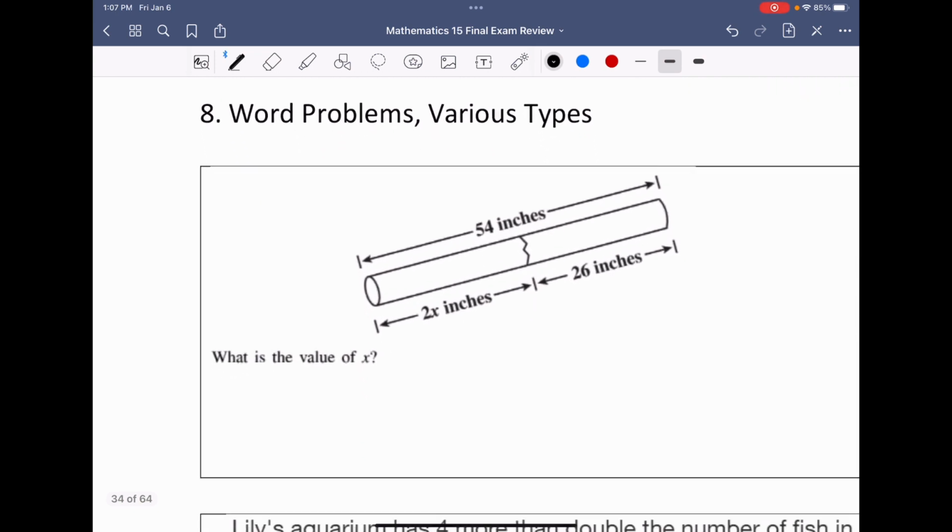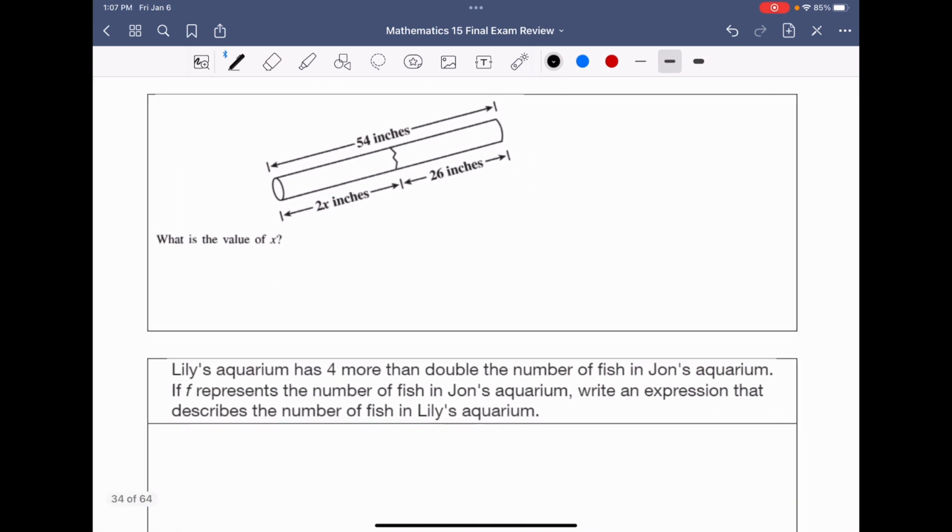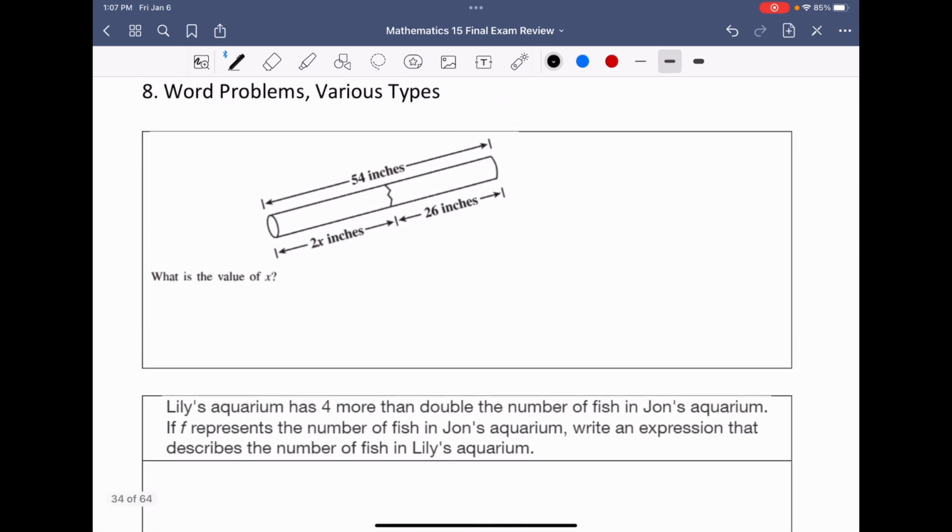All right, word problems of various types. Word problems are always going to give you a certain setup, and then we have to use that setup in order to solve for some missing piece along the way. In the first problem, they say, if I give you this tube, and then at this split point, we can measure the first component as 2 times x inches, and the other piece is 26 inches, but the total is 54. What is the value of x?